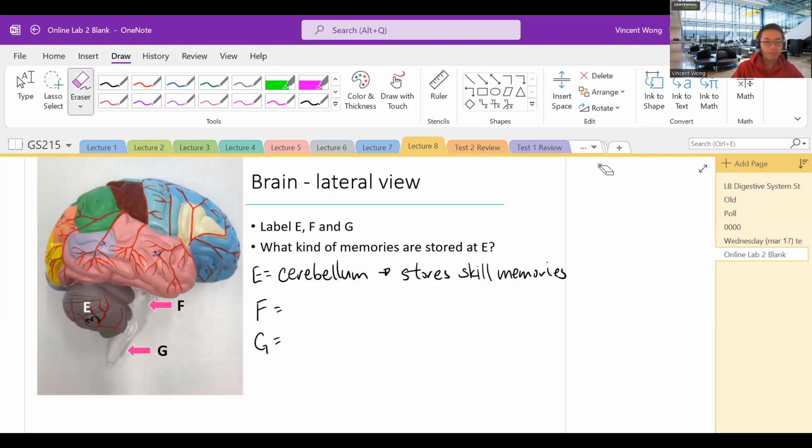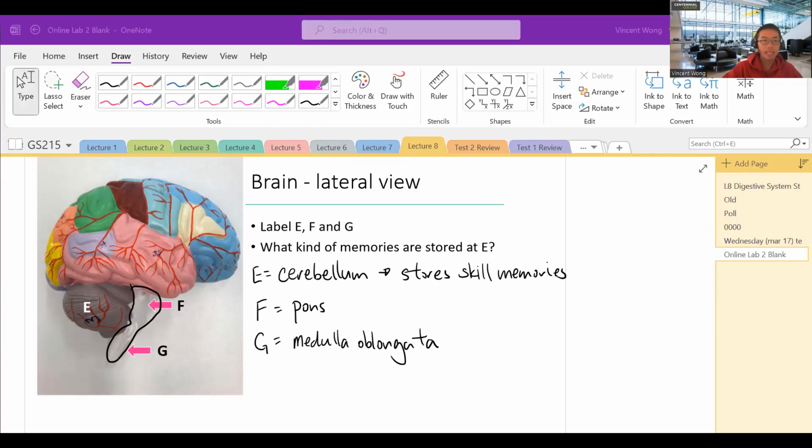F, anybody know what F is? This whole thing is the brain stem, right? Yeah, that's correct. F is the pons, which means bridge, like in French. Bridge is pontus, I think. So that's the bridge that connects different parts of the brain together. And in G, we have the medulla oblongata. That's where you will have your respiratory center. It's where the tracts are going to cross the midline, for example.